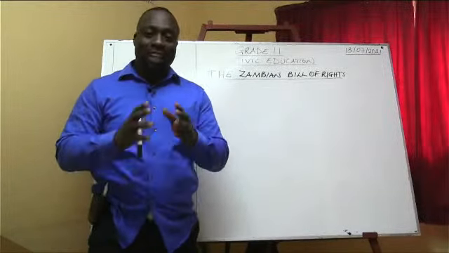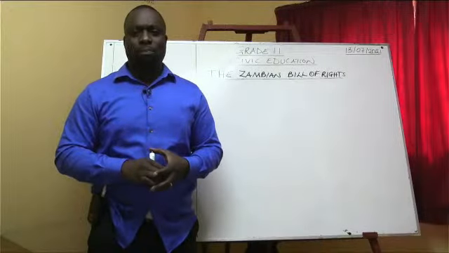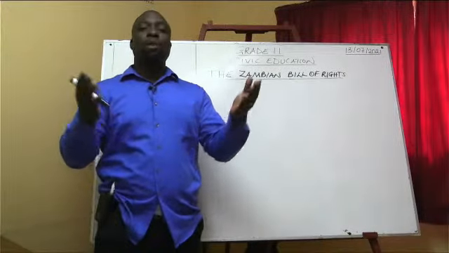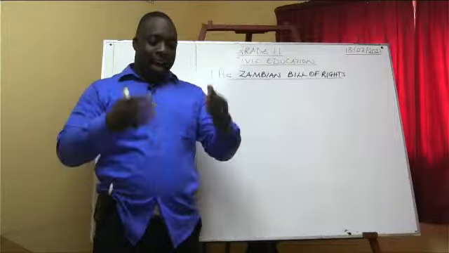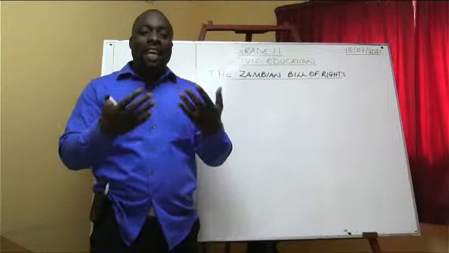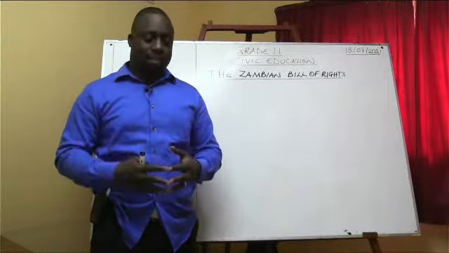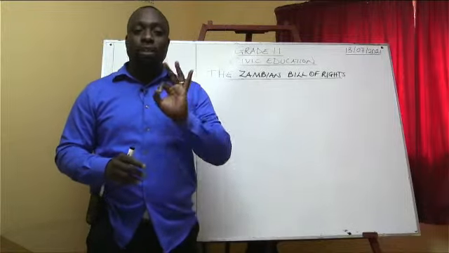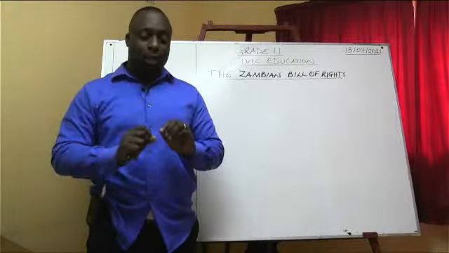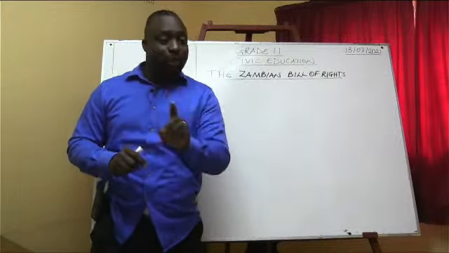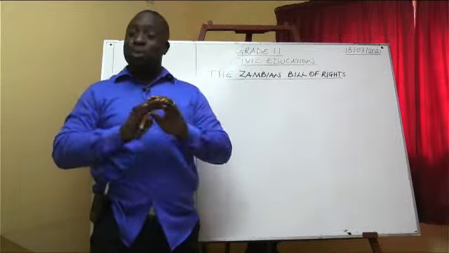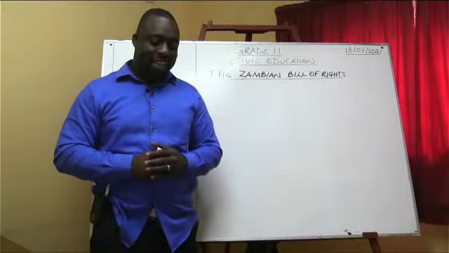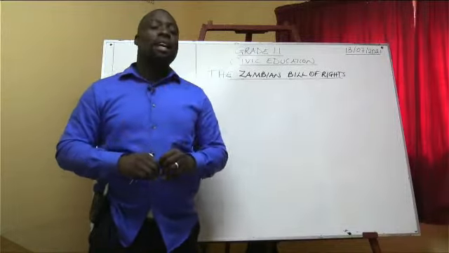When you're talking about the Zambian Bill of Rights, what comes to your mind? The Zambian Bill of Rights, basically, is a list of fundamental rights and freedoms that are covered in Part 3 of the Zambian Constitution. And you know that the Zambian Constitution is the supreme law. So it is covered under Part 3.